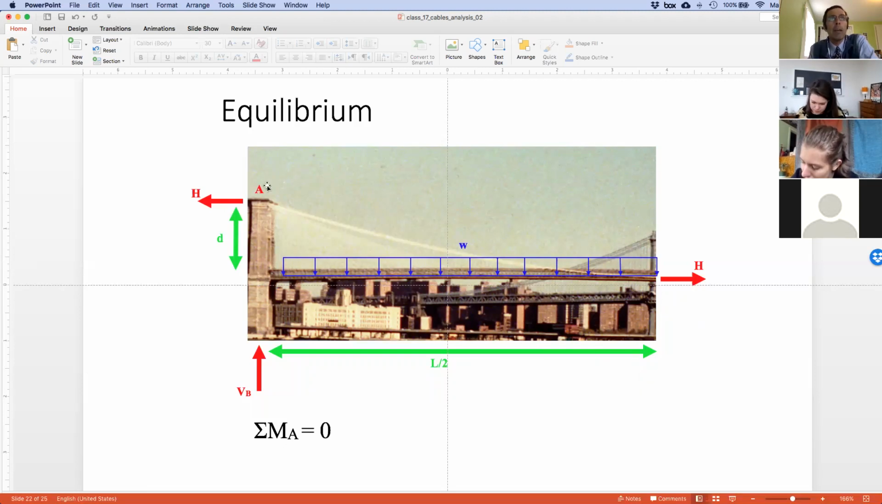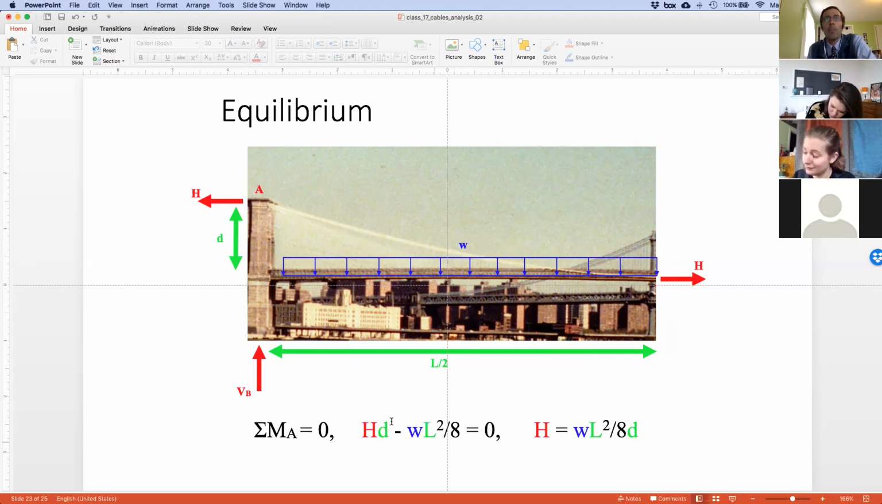I want to look at the top of the tower, and I want to take moment equilibrium about that point, okay? And if I take moment equilibrium about that point, well, VB has no moment arm, and H at the tower top has no moment arm. So the only two quantities that need to appear are the load, W, and the force in the cable at midspan.